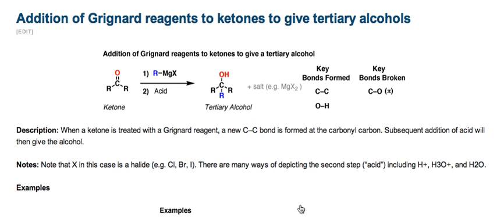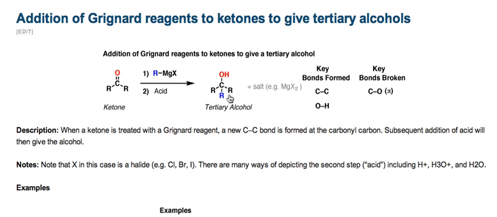So Grignard reagents are really useful carbon-based nucleophiles and useful reagents for the formation of carbon-carbon bonds. So here we'll see an addition of Grignard reagents to ketones to give tertiary alcohols. In this reaction, we start with a ketone and we're adding our Grignard reagent, and when that reaction is complete, we quench with an equivalent of acid.